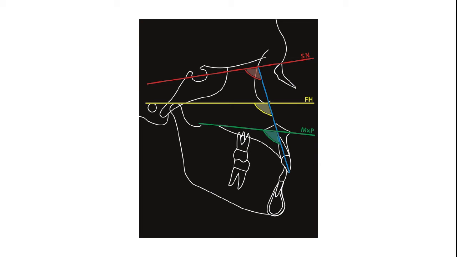Steiner related the position and inclination of the maxillary incisor to the nasion-point A, NA line. The most anterior point of the maxillary incisors should be 4 mm ahead of the NA line. This relates the sagittal position of the incisor to the maxilla. The sagittal position of the maxilla to the craniofacial complex must therefore be assessed using another analysis. Maxillary incisor axial inclination is 22 degrees to the NA line.